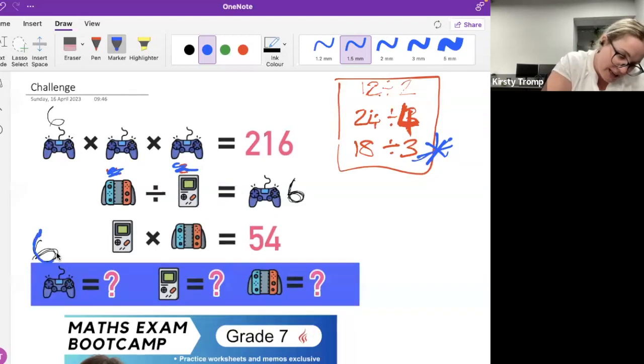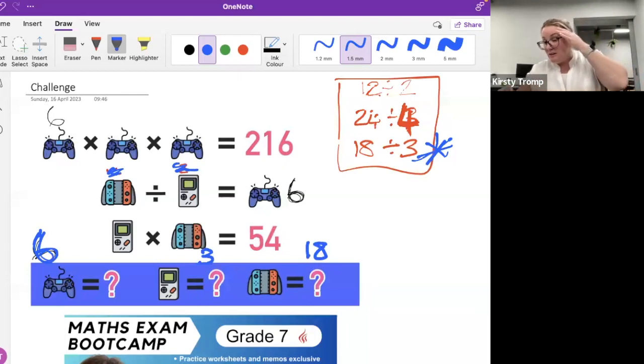So my game controller was 6. My little calculator man thing over here, he was 3. And my little spaceship, he was 18. Okay, so that was our little challenge for today. I hope that made your minds work. I hope that you all learned something today. I hope that you remember to do your steps and your BODMAS.